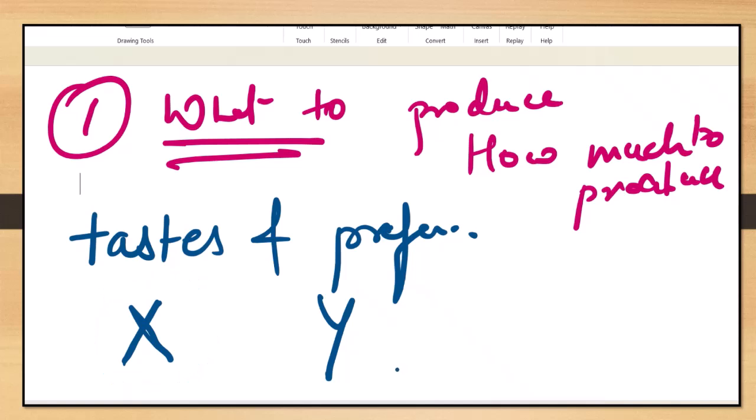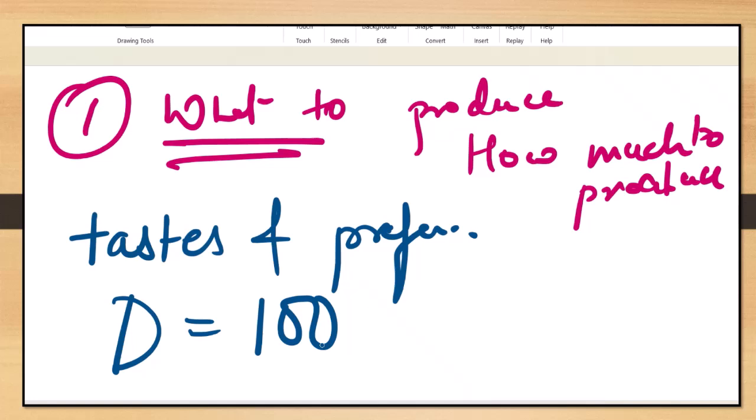Why? Because they are producing for whom? They are ultimately producing for the consumers. If they do not prefer Y, then they will not produce Y. Secondly, now how much is the demand? Suppose the demand in the market is 100. 100 people are demanding this particular chocolate. Then the producers will also try to produce 100.